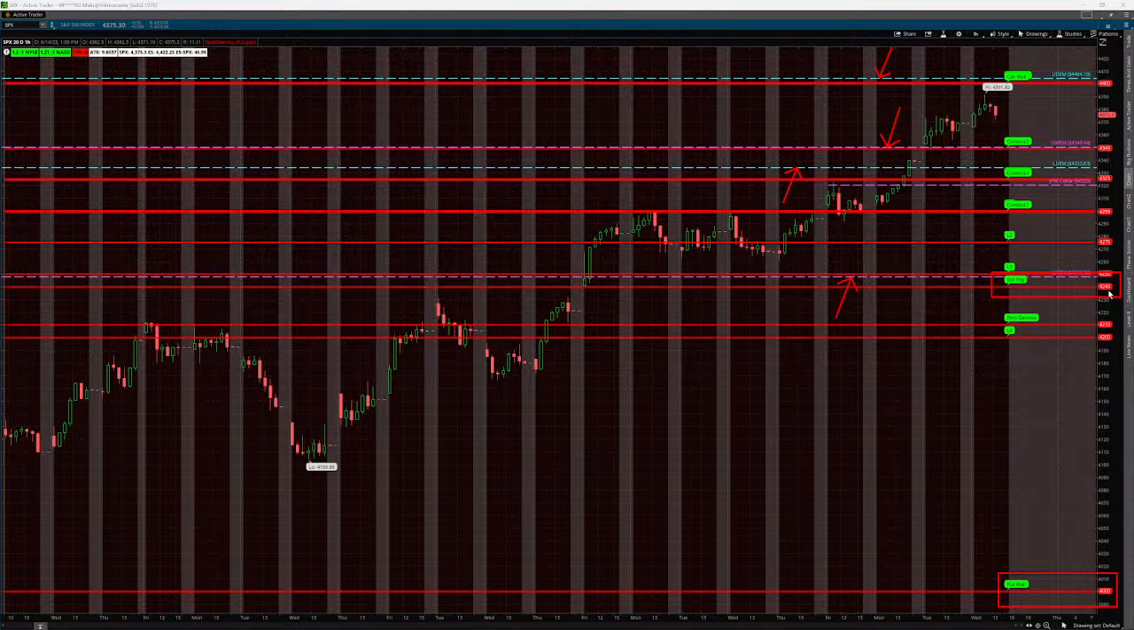All right, the next level is 4,300, and that is the absolute gamma strike for SPX. That's the strike with the largest absolute gamma. And then finally, the call wall is at 4,400, and that is the strike with the largest absolute positive gamma, and that can be expected to act as resistance.